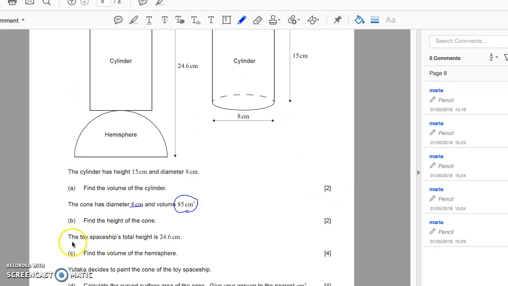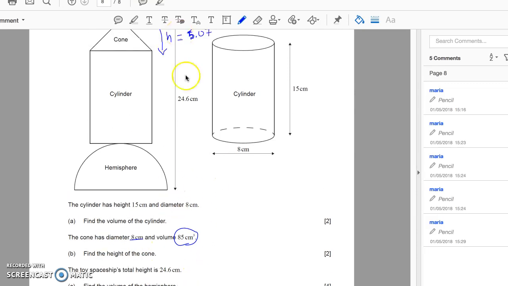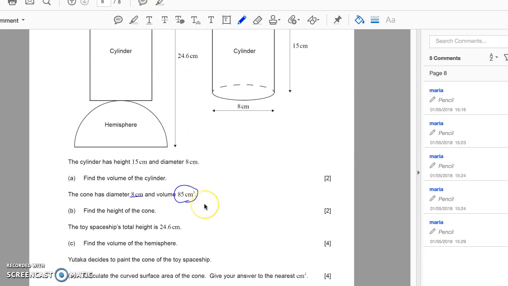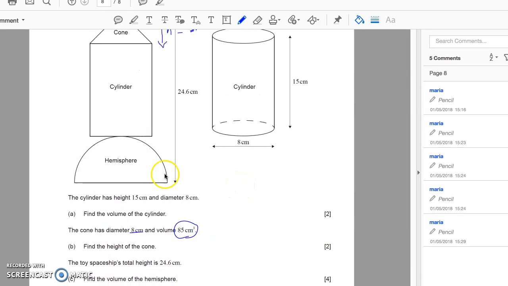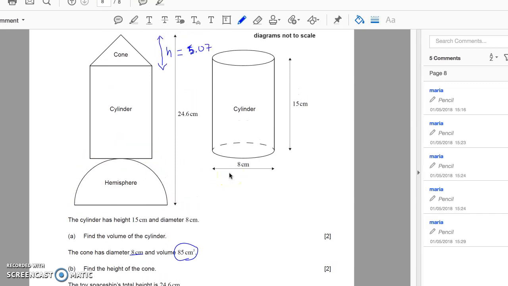Next question. The toy spaceship's total height is 24.6. I can see this in the diagram. Find the volume of the hemisphere. So what's the volume of this hemisphere? They don't tell us a lot about the hemisphere, do they? I don't know what is the diameter of the hemisphere, but I know how much is this length, don't I?